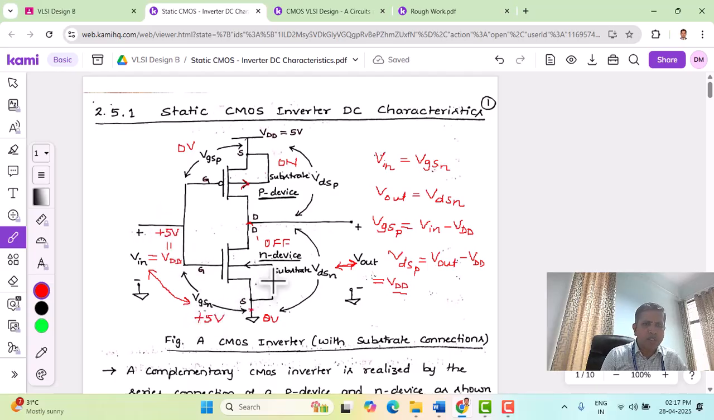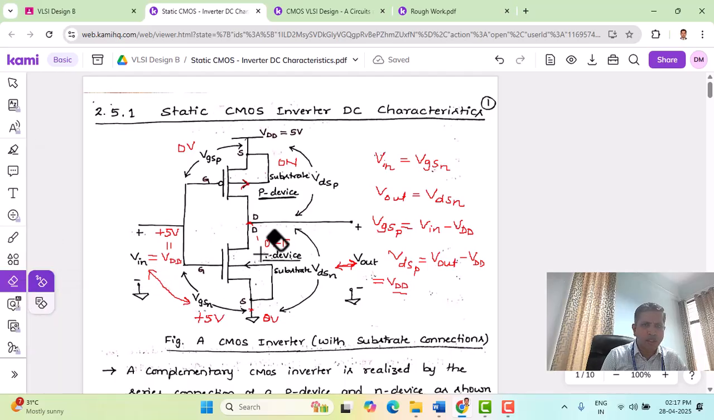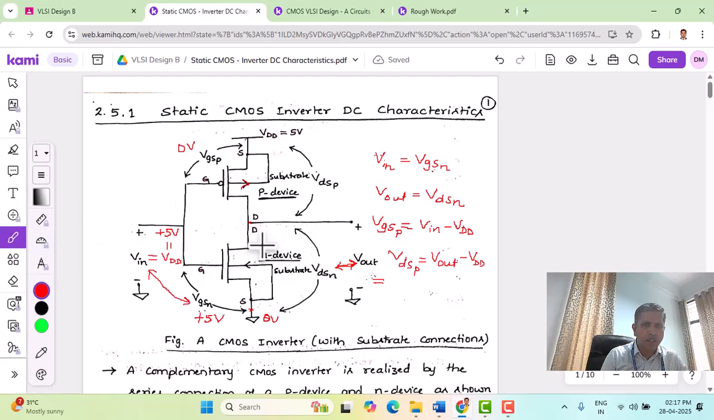So NMOS is on. For this case, NMOS becomes on, whereas PMOS becomes off here. Let us write it here. The NMOS is on. PMOS is now off because VGSP is 0 volts. The ground is connected to the output. So output is now at 0 volts. So for input voltage 5 volts, the output is at 0 volts.